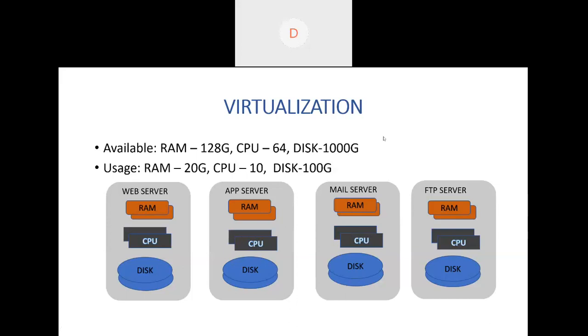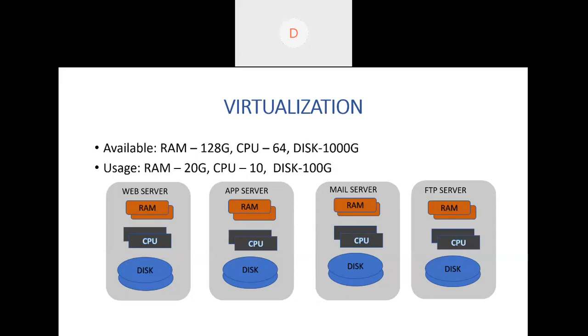Here you can see basically 4 servers. When I say servers, these are physical servers which will have a disk, CPU, and RAM. Just to let you know what virtualization is and what the advantages of it are, I have here 4 physical servers, and imagine all are identical, and they have 128 GB of RAM, 64 CPUs, and 1000 GB of disk space in all 4 servers.